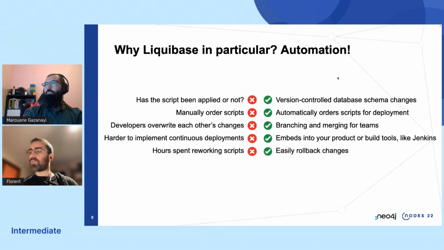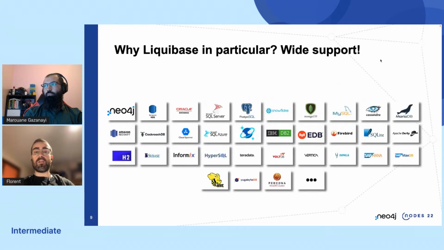So that's first, the first big aspect, automations, locally, in CI, in production. So that's really something you want to achieve, right, when you're managing databases, Neo4j or not. And then Liquibase in particular, it targets many databases. Historically, it's been mostly about relational databases, but it's not true nowadays.